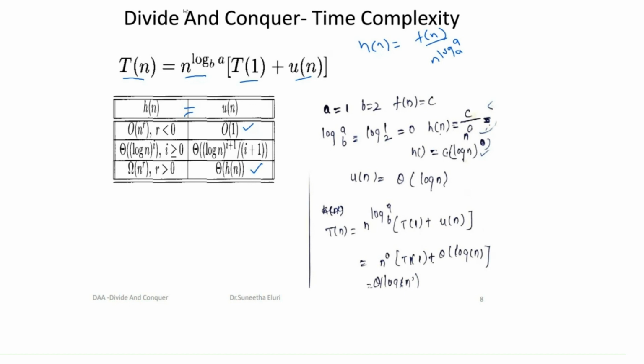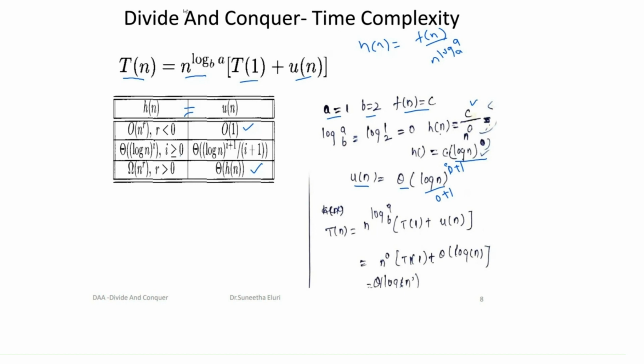Let us consider a is equal to 1, b is equal to 2, and f of n is equal to c. First of all I should calculate my h of n. So h of n is equal to f of n divided by n power log a to the base b. f of n is c here, and n power log 1 to the base 2 is n power 0. Because my power is equal to 0, I can write this h of n as log n to the power 0. So hence my u of n will become log n to the power 0 plus 1 divided by 0 plus 1, which is equal to log n.